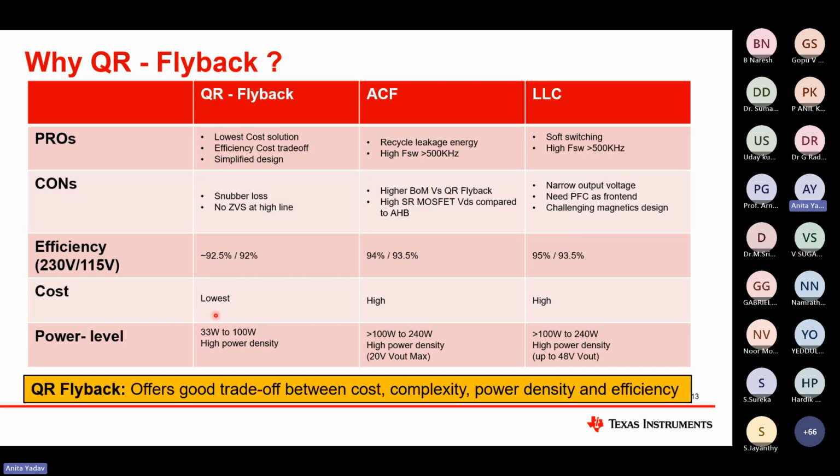But when it comes to cost, the QR flyback gives you the lowest cost, while ACF and LLC have a high cost. With respect to power level, up to 100 watt, QR flyback is the preferred topology. Greater than 100 watt till 240 watt, ACF as well as LLC is the preferred topology, and all three have a high power density. But if we do the trade-off between cost, complexity, simplified design, power density, and efficiency, QR flyback is the preferred choice.